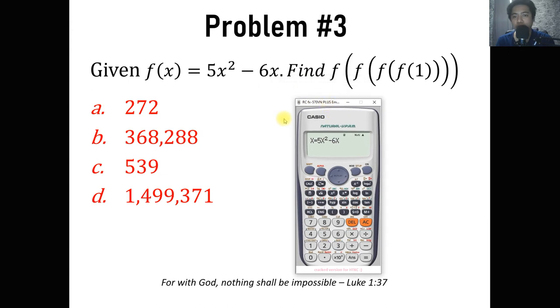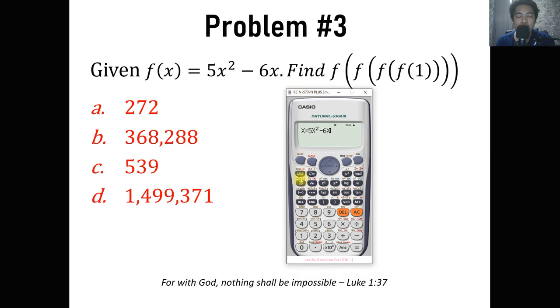For example, the first method that we are going to use is this. We solve again for 1. That's negative 1. Then input negative 1 as the value of the new x. Negative 1, that's 11. That's for the second one. And again, the value of x, 11, that's 539. That's for the third one.